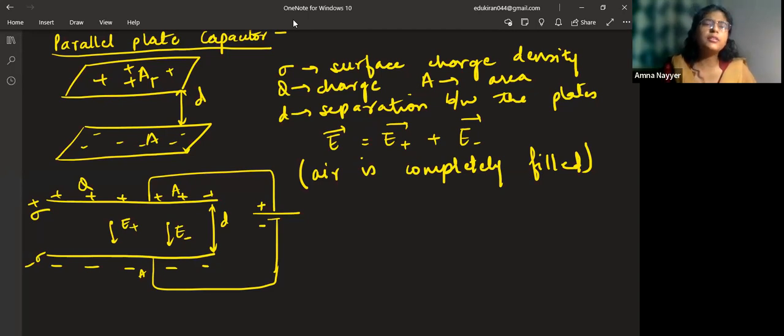Do you remember the formula? One formula we had seen under the application of Gauss theorem for an infinite plane sheet: electric field due to an infinite plane sheet. What was the formula?